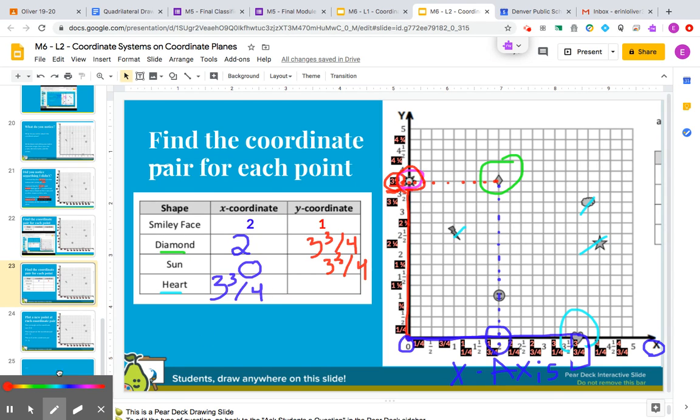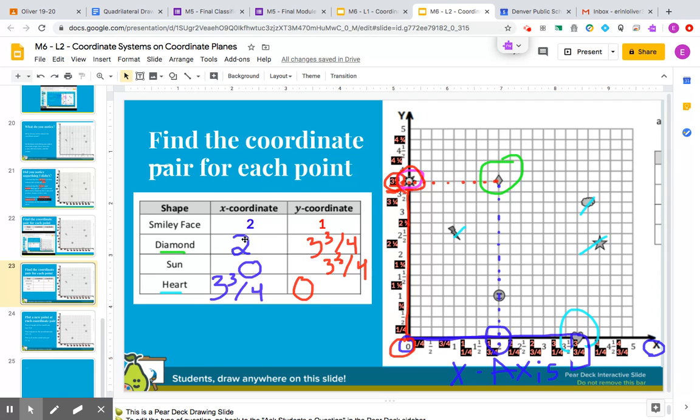And let's see about our y. How far up does it go? Well, honestly, it doesn't go up. It's on this line. It doesn't lift off it, which means it stays on the origin of my y-axis. So my y-coordinate is 0. So to find my heart, I went over 3 3/4, but I did not go up. I went 0 units up.